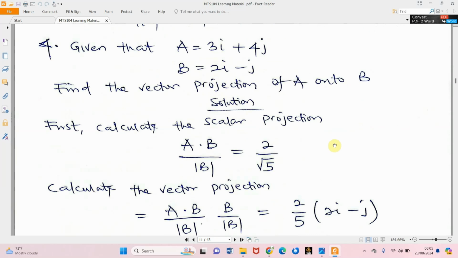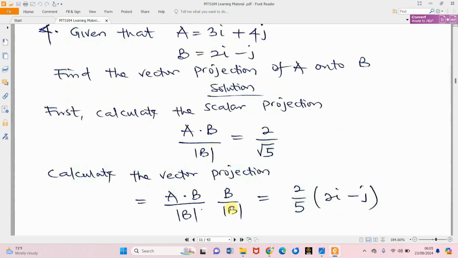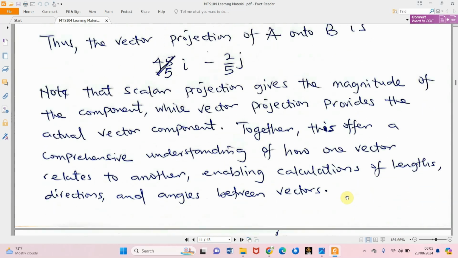Then let's look at question 4. Vector A is 3i plus 4j, vector B is 2i minus j. We want to find the vector projection of A on B. We don't know the angle, so we obtain the scalar projection. Then the scalar projection is multiplied by the vector B divided by its magnitude, which is what we are familiar with before. That will give us 2 over square root of 5 multiplied by vector B, which is 2i minus j, divided by square root of 5. So this will give us the vector projection.